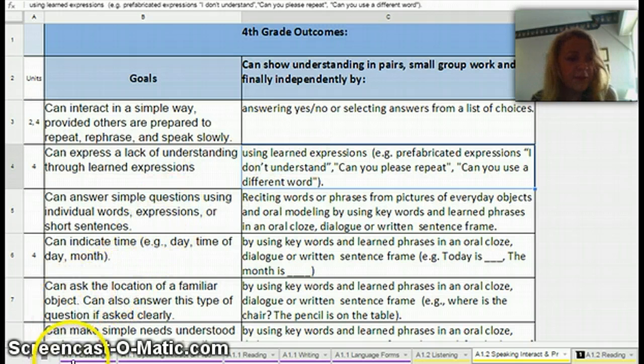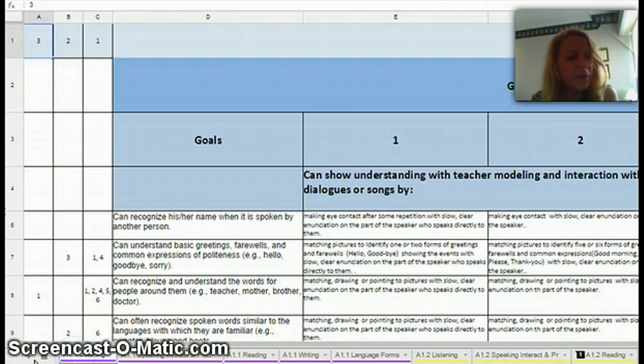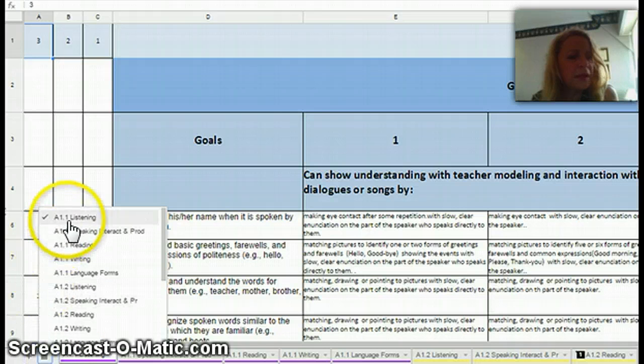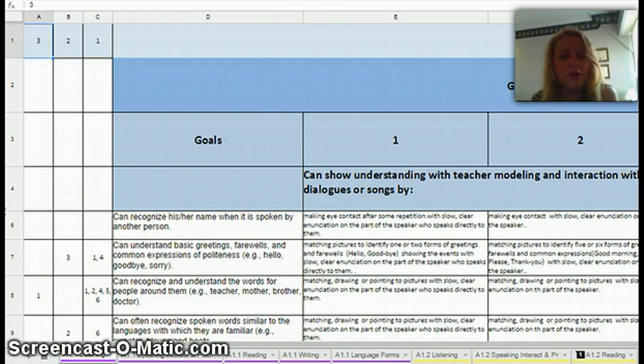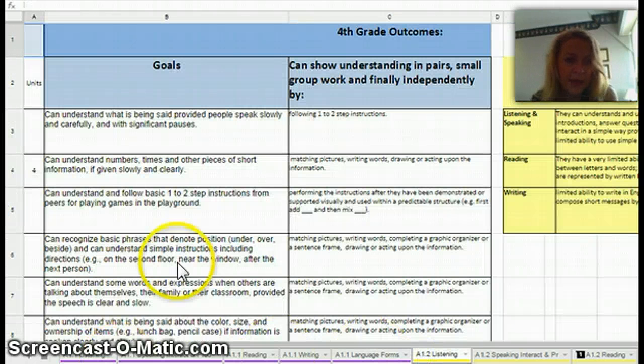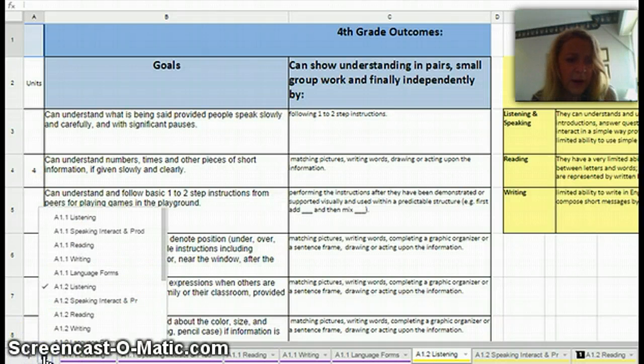I have done this for, and I'll show you, from first through third grade, in terms of the goals and outcomes. So all of the ones down here in these purple tabs are for first through third grade. And then for fourth grade, I also have them for listening, speaking, reading, and writing.